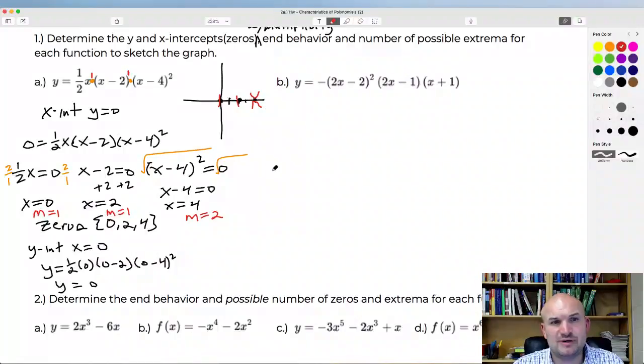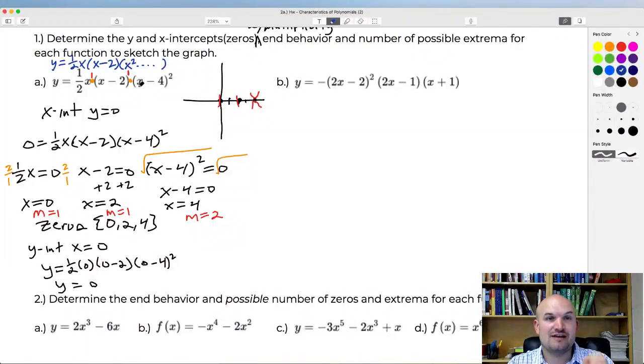Now, to sketch the graph, we need to identify the end behavior. To identify the end behavior, it's helpful to know what the expansion would be of this graph. So I'm going to do this up above here. If I was going to expand this binomial, I would have x times x minus 2. And if I was going to do x minus 4 squared, even though I know that answer in my head, I'm not really concerned about that. I'm only concerned with the leading term here, which would be x squared.